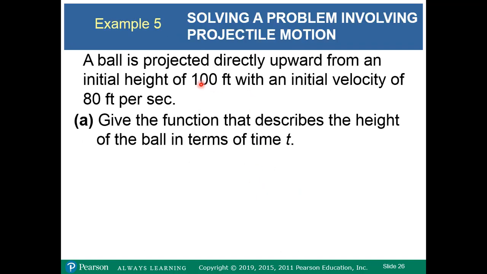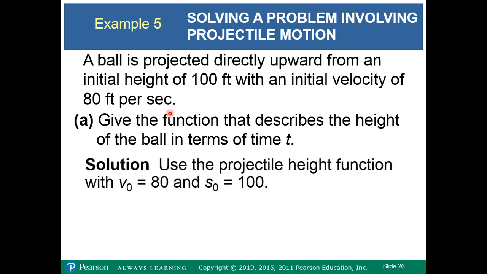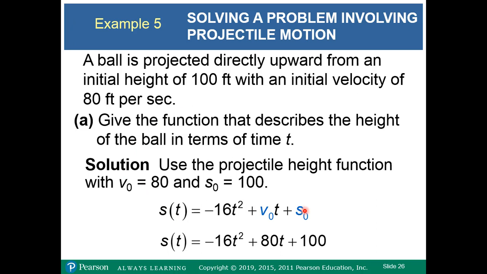So the initial velocity is 80 feet per second, the initial height is 100, and using those two values and plugging them into our function, this is the function that describes the height of the ball over time.